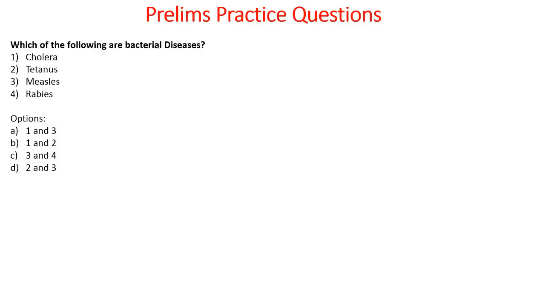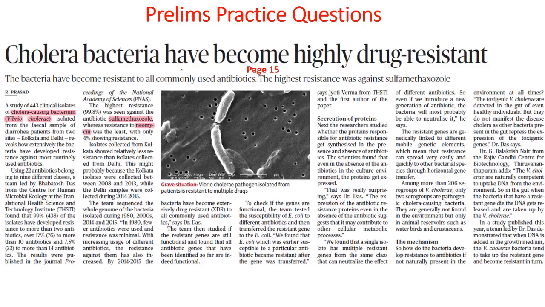Moving on, let's look into the next practice question. Which of the following are bacterial diseases? Cholera, tetanus, measles as well as rabies. The answer to this is 1 and 2 only. Why? Because measles and rabies are not bacterial diseases, they are viral diseases. Why have we picked this up? Because there is a reference that is made with respect to the cholera bacteria having become highly drug resistant, and that is speaking about Vibrio cholerae, and they have become resistant to antibiotic sulfomethoxazole as well as neomycin. So kindly mug up these antibiotic names as well.